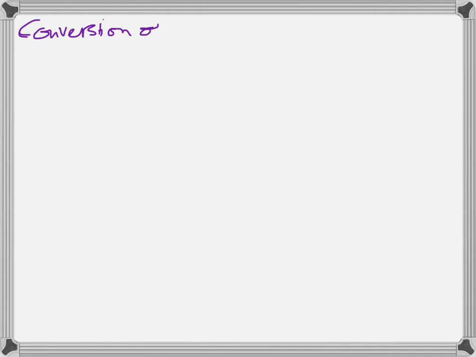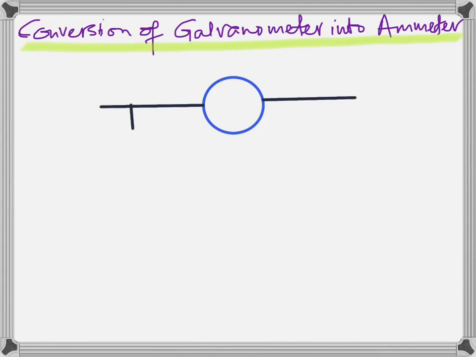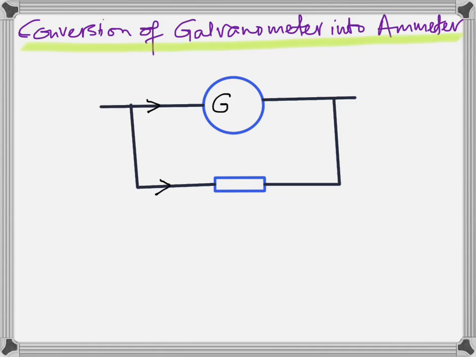So, conversion of a galvanometer into an ammeter. Just 2 small topics. What you do is, that's the galvanometer of resistance G ohms, and you have a small resistance, S ohms, in parallel with it. You send that current I amps, Ig flows through the galvanometer, and I minus Ig goes through the shunt.